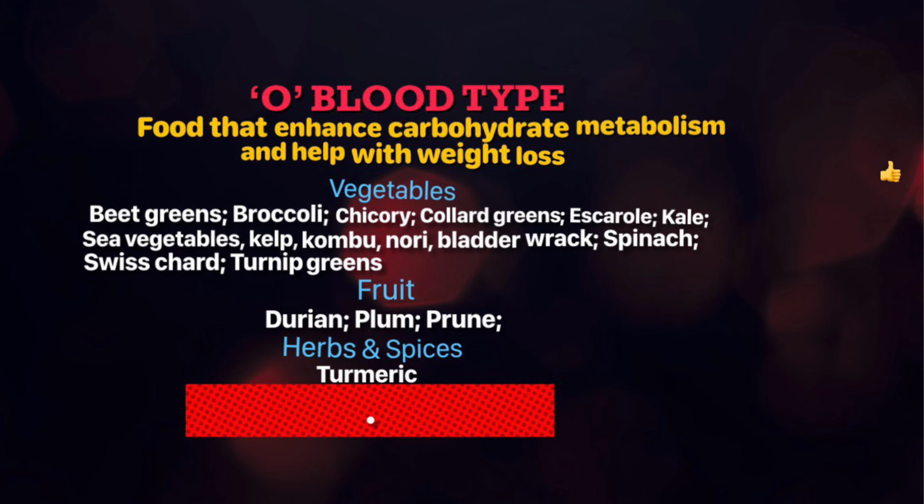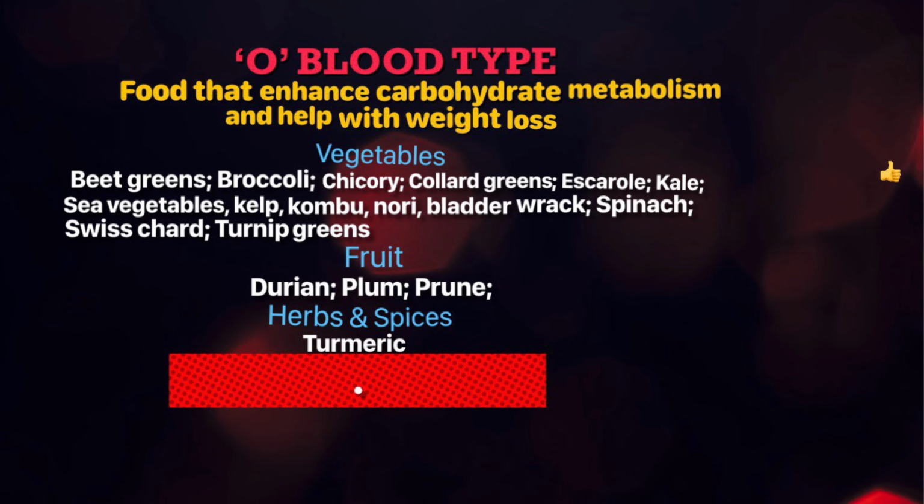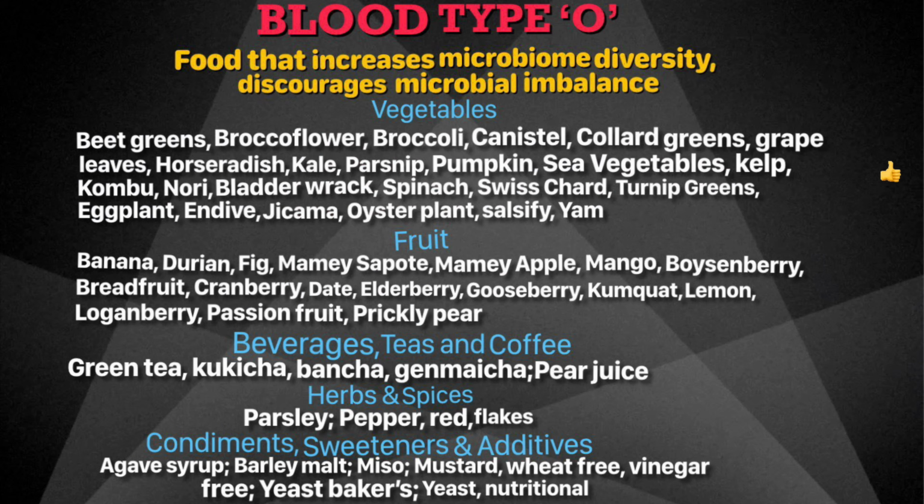Fruits that help enhance carbohydrate metabolism and help with your weight loss goals are durian, plum, and prune. Fruits that increase microbiome diversity and discourage microbial imbalance are banana, durian, fig, mamey apple, mango, boysenberry, breadfruit, cranberry, date, elderberry, gooseberry, kumquat, lemon, loganberry, passion fruit, and prickly pear.